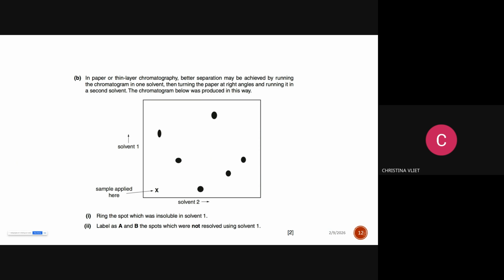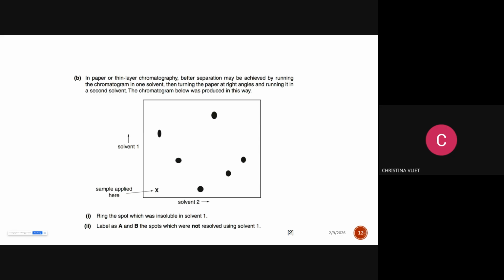In paper or thin layer chromatography, better separation may be achieved by running the chromatogram in one solvent, turning the paper, and running it in a second solvent. We have a chromatogram produced this way. Ring the spot which was insoluble in solvent 1, didn't move at all. And this means that, like dissolves like, it just didn't move at all with that solvent. It wasn't soluble in it at all.